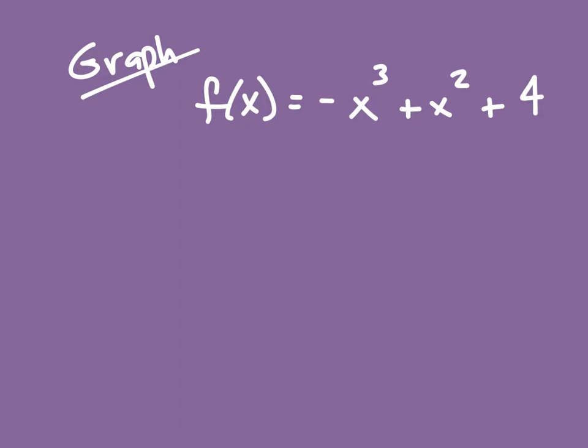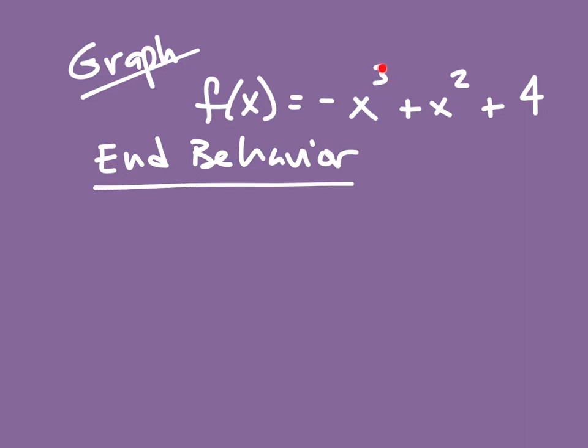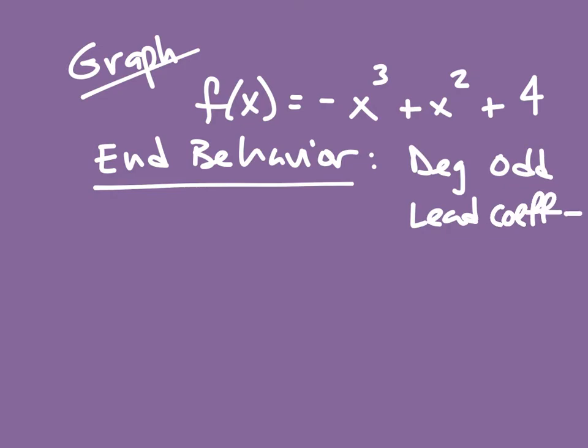On this next example, we want to graph the function f of x equals negative x cubed plus x squared plus 4. From here, let's quickly talk about the end behavior. What we know is that our largest exponent is 3, so our degree is odd, and our leading coefficient is a negative 1. So the leading coefficient is negative. Therefore, our end behavior is going to go up to the left and down to the right. So that's our end behavior.